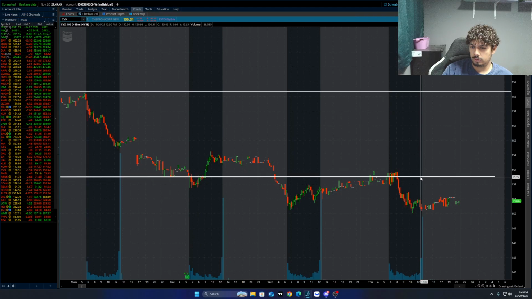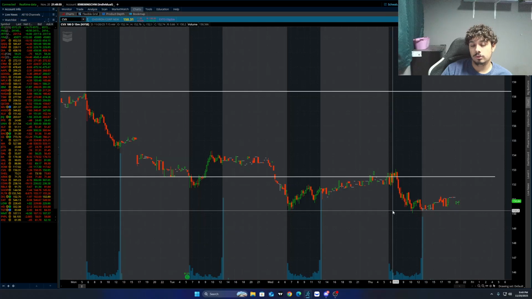What do we say? 152.5 for a $2 return. And as you can see, today's low happened to react to yesterday's low, which looks like it's kind of accumulating orders there. So you could take another trade on this.